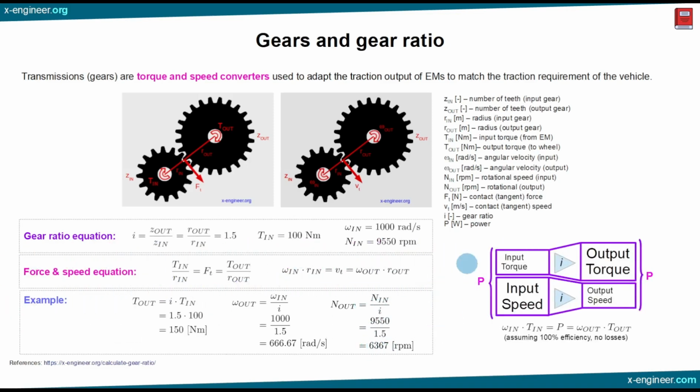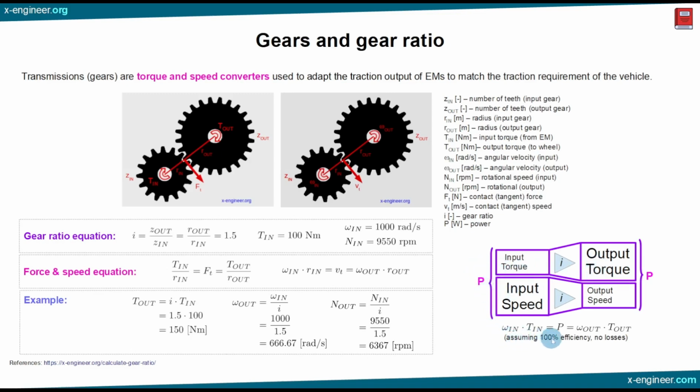In conclusion, a gear with a gear ratio higher than 1 is a converter which takes an input torque and converts it into a higher output torque. At the same time, the higher input speed is converted into a lower output speed. In other words, torque and speed are converted, but power is conserved.